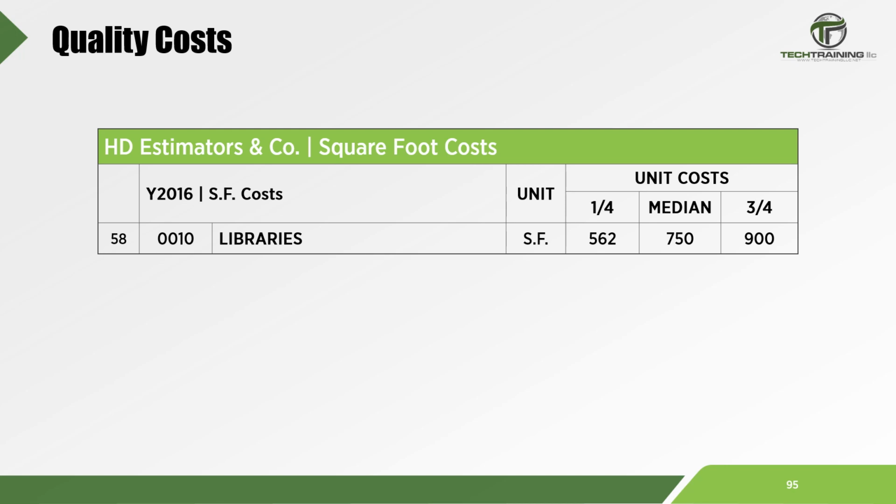The median cost represents the cost at which 50% of the library projects used in this analysis were more expensive, and 50% were less expensive. The 3/4 value suggests a higher quality project where only 25% of comparable projects were more expensive, and the 1/4 suggests a lower quality where only 25% of the projects are less expensive.